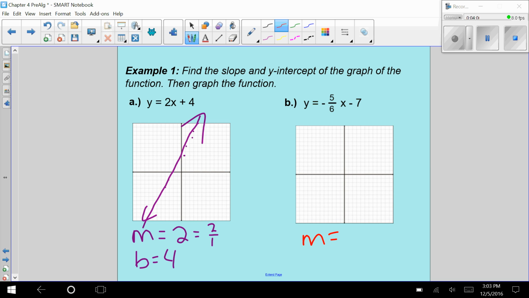For the letter B, we first identify our slope. Our slope is whatever's in front of the x, so it is negative 5/6. Our y-intercept is b. Notice here that it's a minus 7, so our y-intercept is negative 7. So we go down 7 to start.